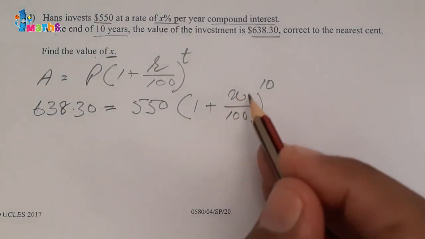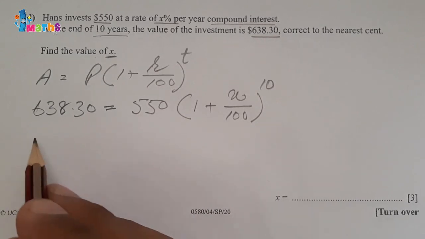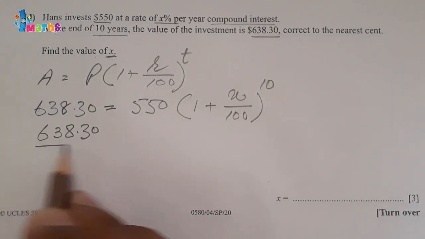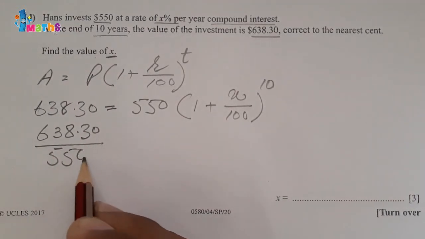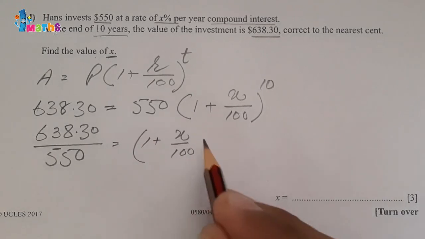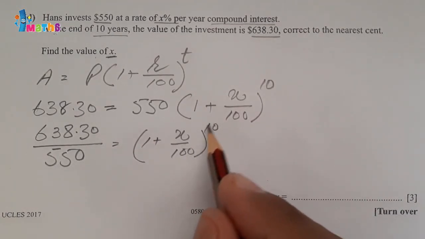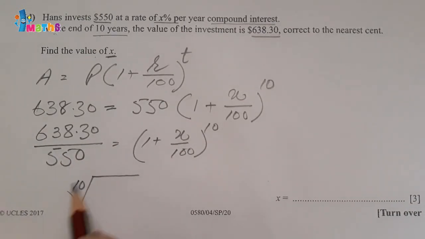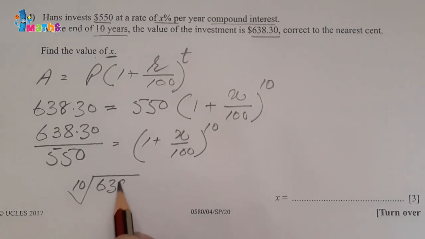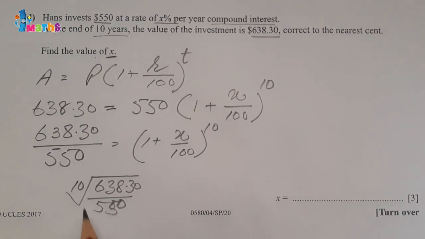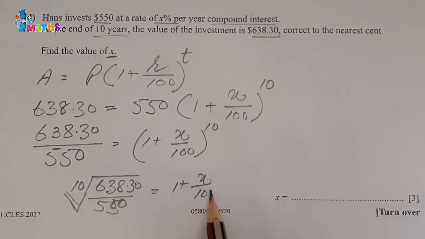Now we'll make X the subject. First we'll shift 550 to this side, so our equation will be 638.30 divided by 550 is equal to 1 plus X over 100 raised to the power 10. Now this power we have to remove. We'll take the 10th root of 638.30 over 550, which will be equal to 1 plus X over 100.